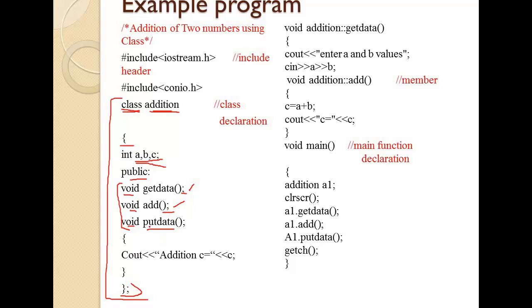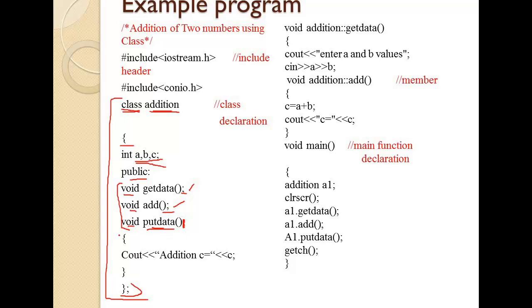So this put data member function, I want to define inside the class declaration part itself. If I want to define it here, then void put data, here only I am defining it and a semicolon won't come here, right? So if it is a function declaration, it will be terminated by a semicolon. If it is a function definition, it won't be terminated by a semicolon, right?